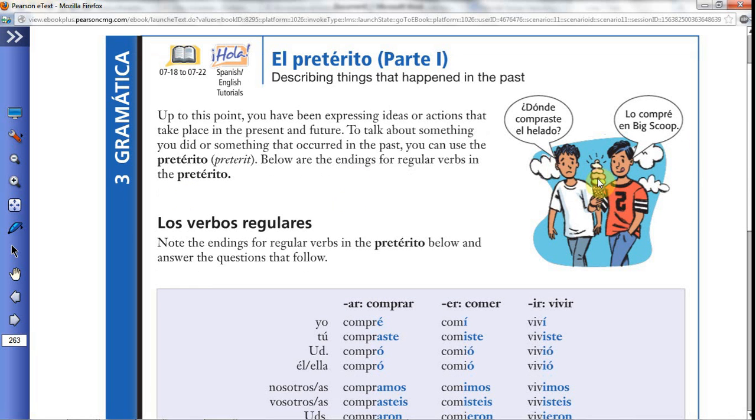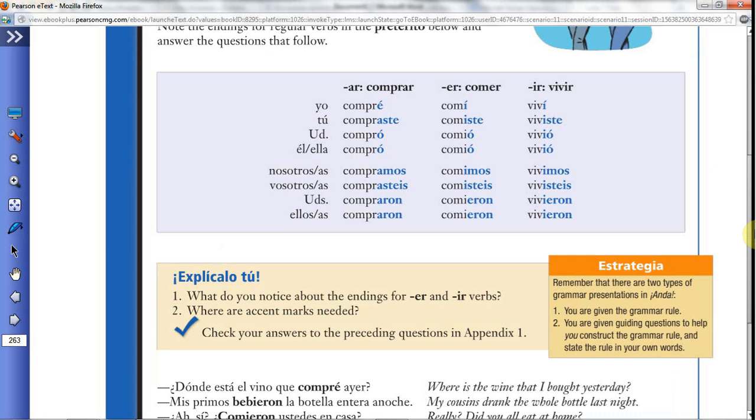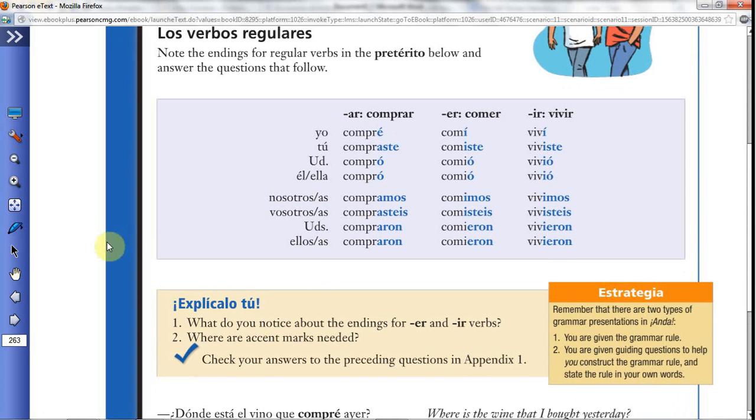So how do we form the preterite? We have to take off AR, ER, IR. They kind of show it to you that way here, but when we see commands and subjunctives, we're going to notice that it's not that simple. It's not as simple as taking off AR and adding the endings, or ER or IR and adding the endings.